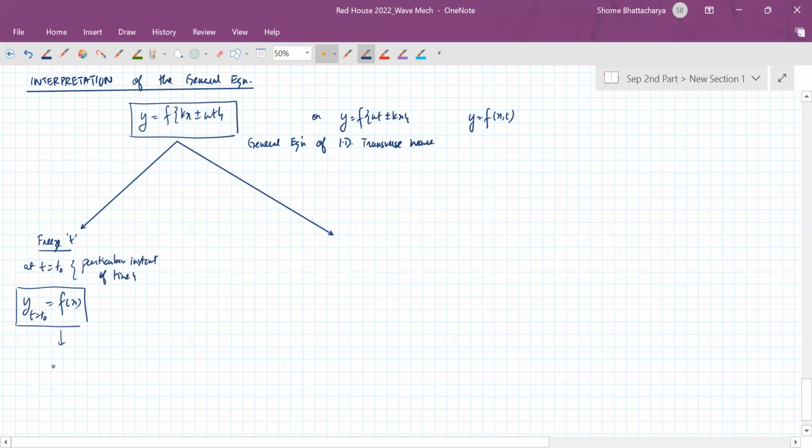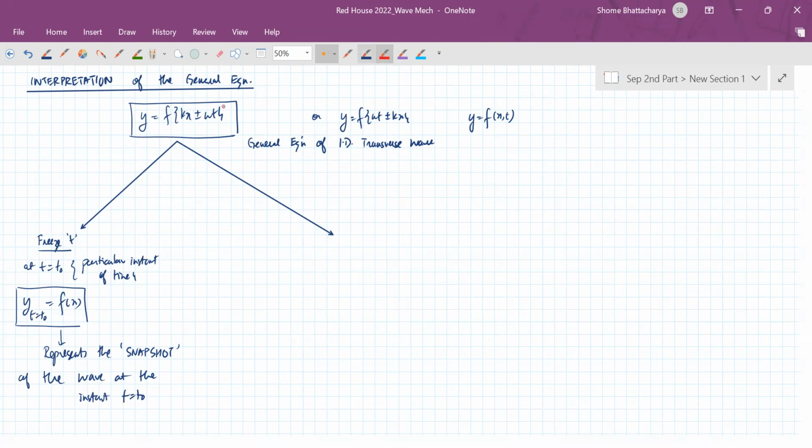So this function's graph now represents what we call the snapshot. It's like an image of the moving graph that you've taken at that particular instant of time. So it's a snapshot of the wave at the instant t equal to t naught. Okay. So if you freeze the value of time, it gives us a snapshot image. It gives us y versus x at that particular time.